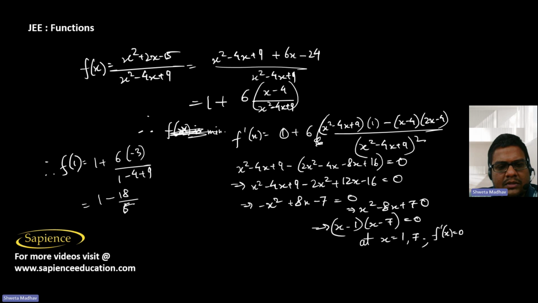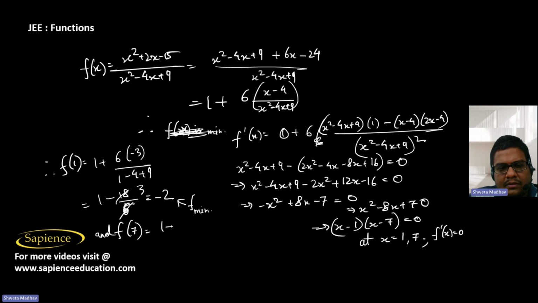Sorry, 10 minus 4, that is 6. So 6 times 3 is 18, so that is minus 2. So therefore the minimum value of this function f is minus 2, and f of 7 will be a maximum.